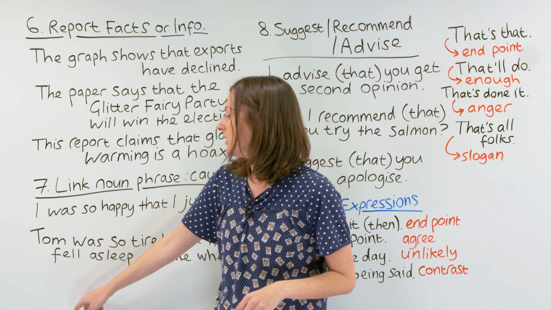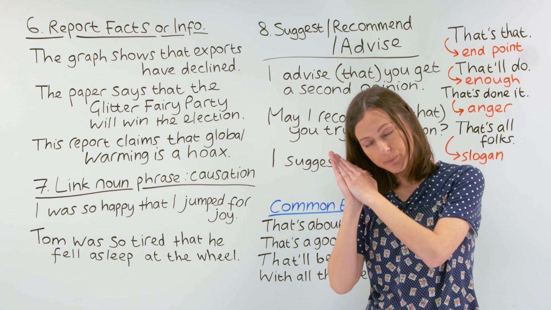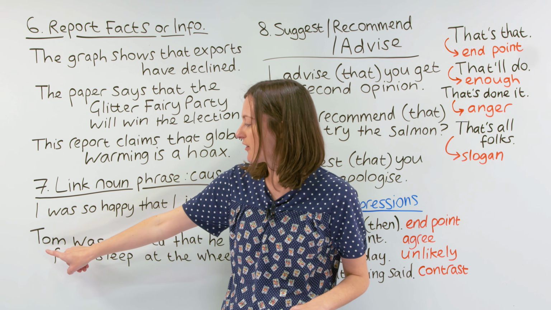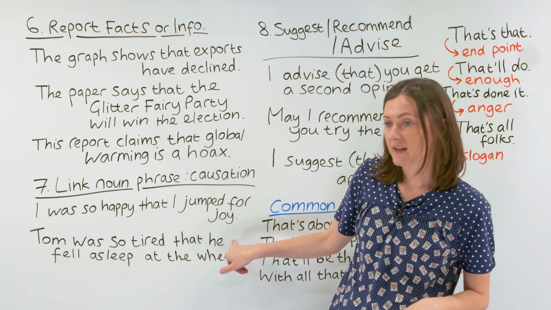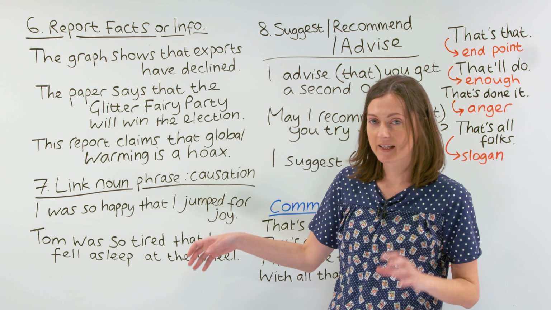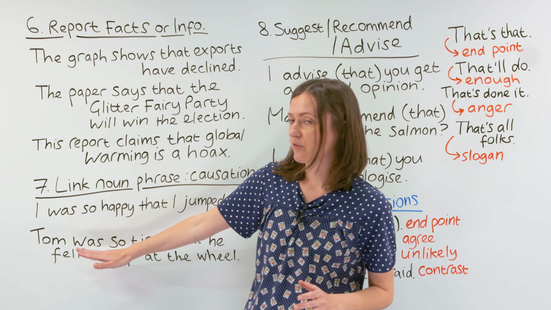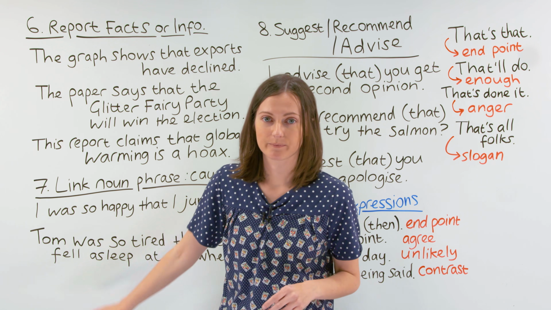Another example. Tom was so tired that he fell asleep at the wheel. Same thing happening here. Here's the first phrase. Tom was so tired. The second phrase is he fell asleep at the wheel. And we link them together with that. And we know that this phrase is in a relationship with the second phrase.